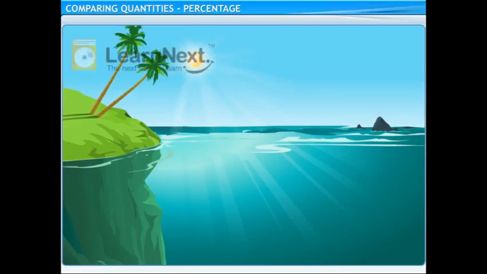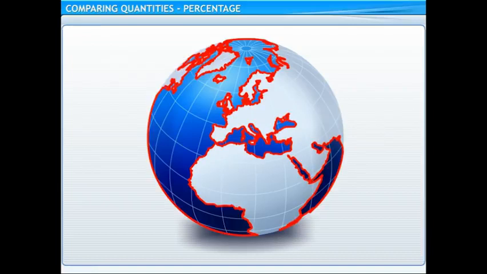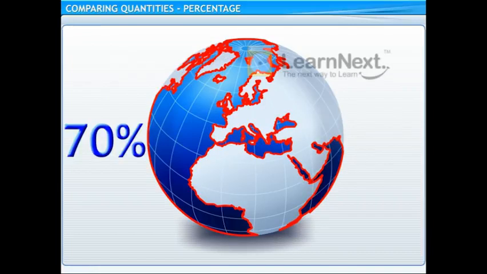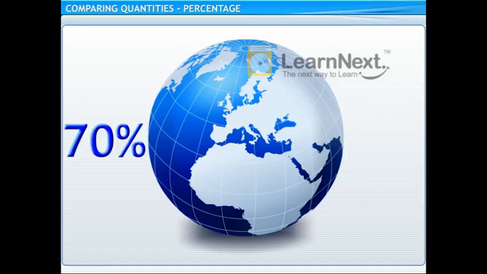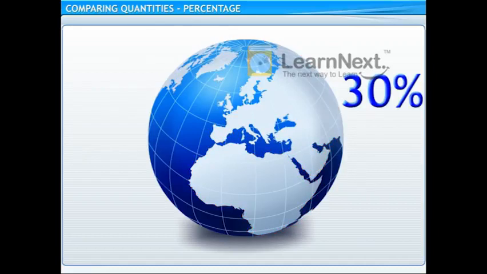Our planet, Earth, is covered with a lot of water. In fact, if you look at the globe, you will see a lot of Earth's area marked in blue. Did you know that nearly 70% of the Earth's area is covered by water? And the remaining 30% is occupied by land.